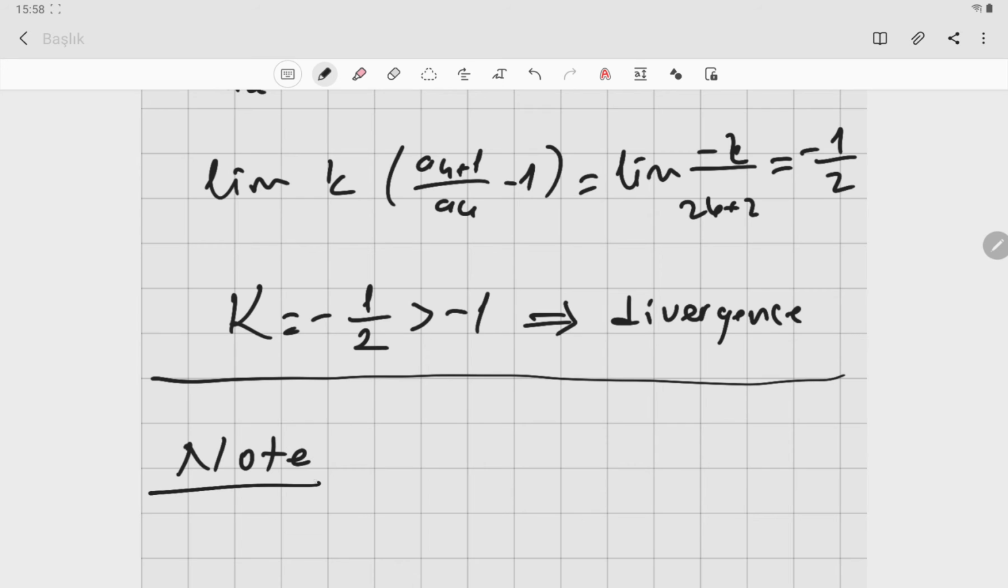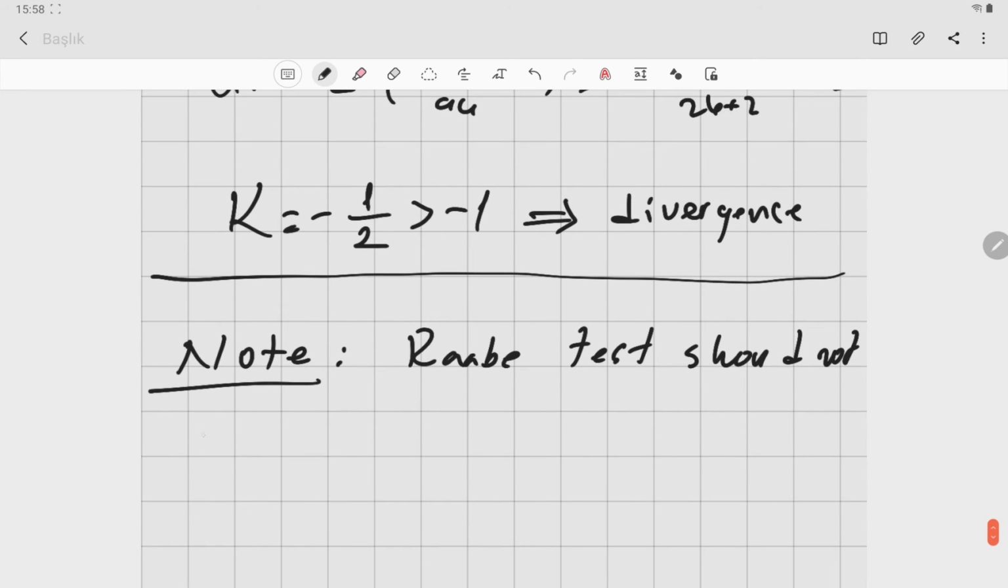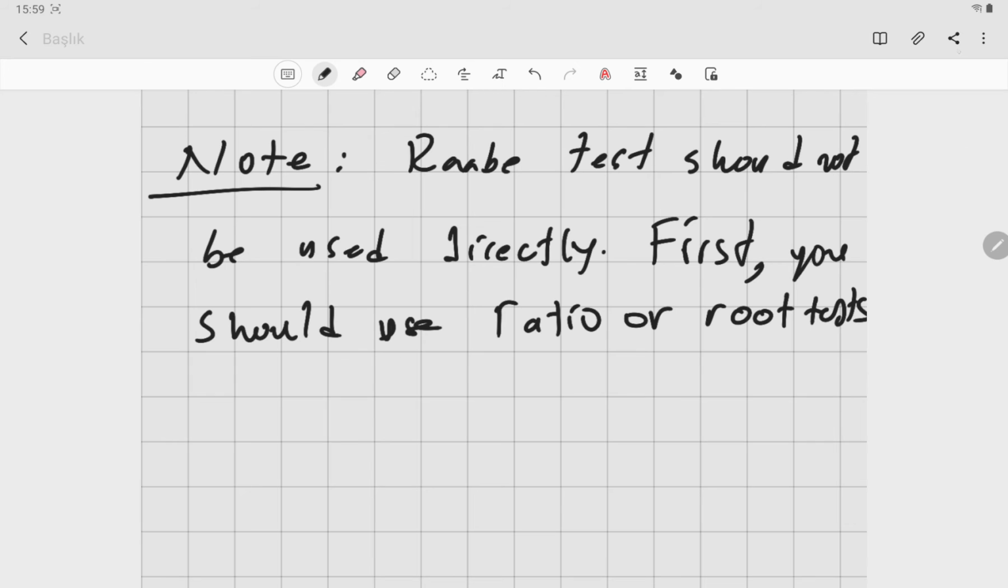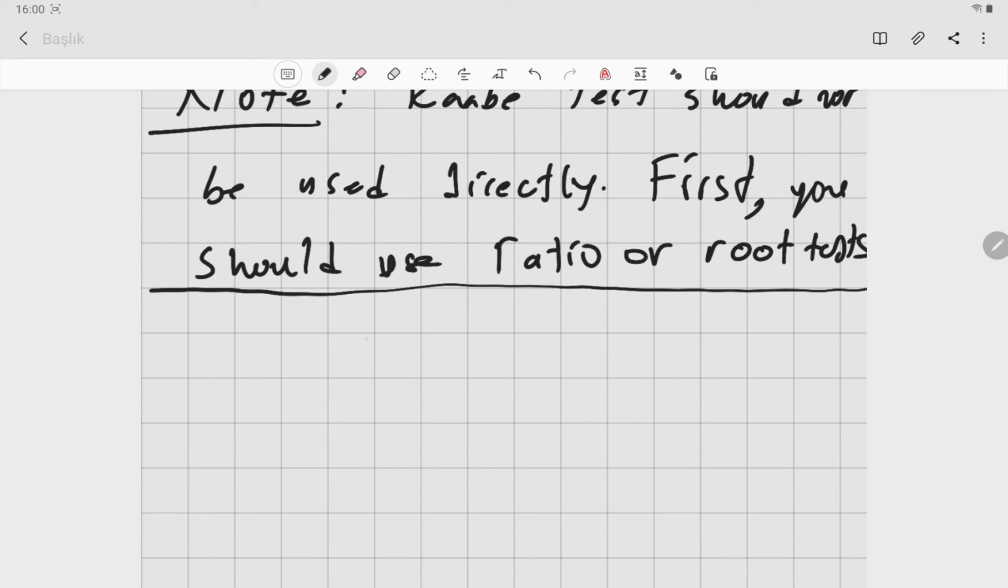A note: the Raabe test shouldn't be used directly. First, you should use the ratio or root tests.